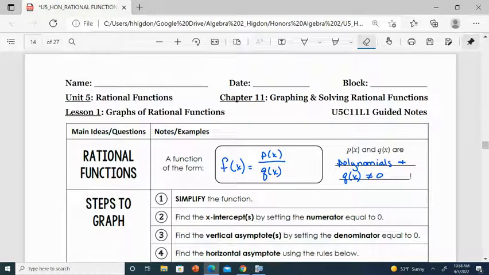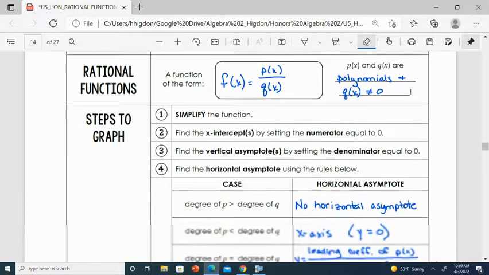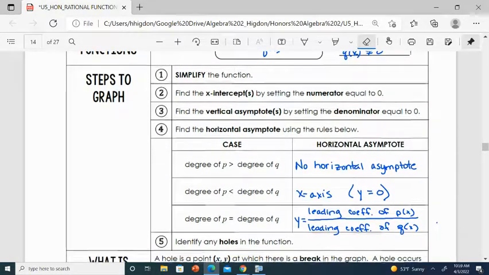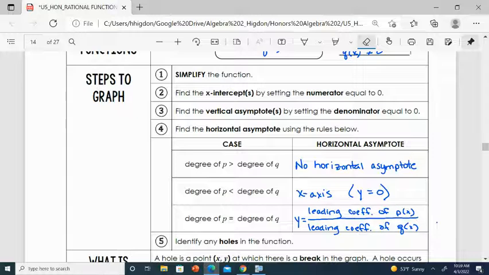This video is on Unit 5, Chapter 11, Graphing and Solving Rational Functions, Lesson number 1, Graphs of Rational Functions. In your notes here, it says that a rational function is a function of the form f of x is equal to p of x divided by q of x. Now, p of x and q of x are polynomials, and q of x, because it's the denominator, cannot equal 0. Steps to graph. We've got several steps here that we're going to go through to graph these rational functions.